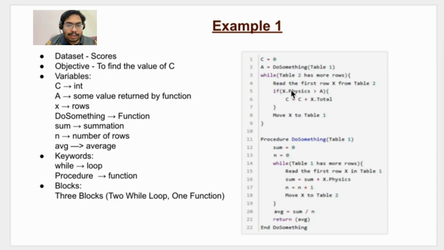And then x, what is this x? It is a kind of row, and do something is a kind of function. Sum is a kind of summation here, and n is the number of rows somewhere here.